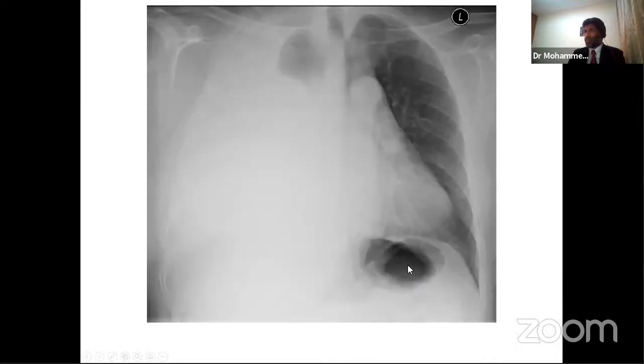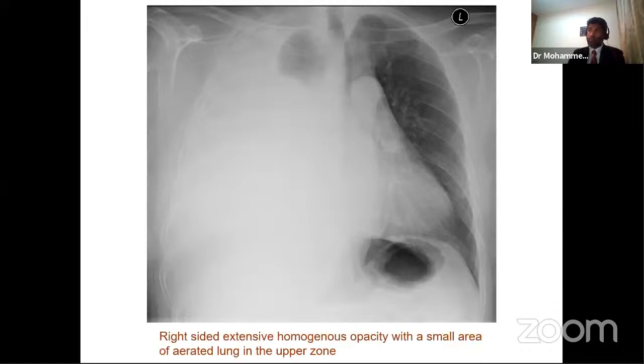And just going back to our first chest X-ray, which we saw earlier, this is a complete whiteout. And what could it be? What are the underlying causes that could give rise to this appearance? It could be collapse, consolidation, underlying mass. It could be one of the many things.